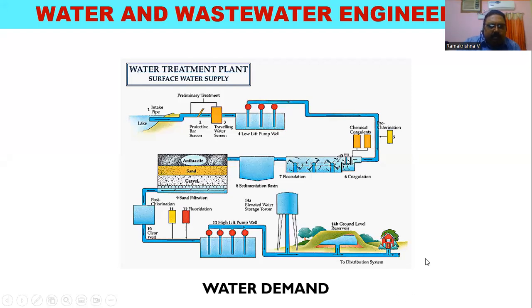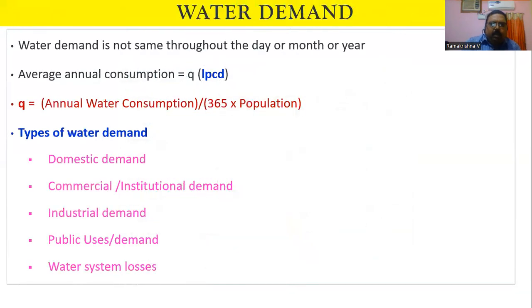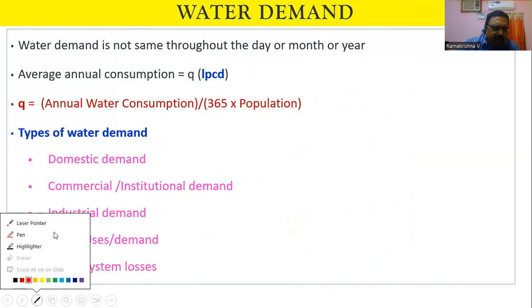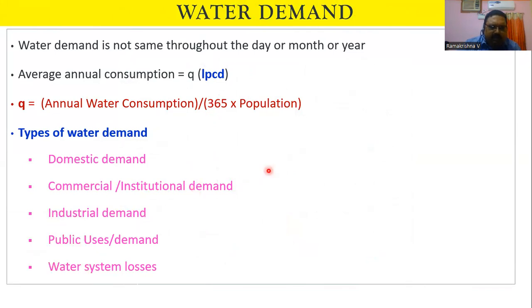In this video, we will be talking about water demand. It is the most important thing when we talk about the water supply facilities. Water demand means how much water is required for a specific purpose. It is not the same throughout the day or month or year. It will be varying depending on the purpose for which the water is required.